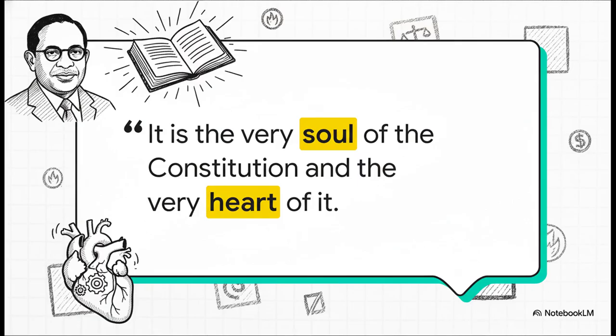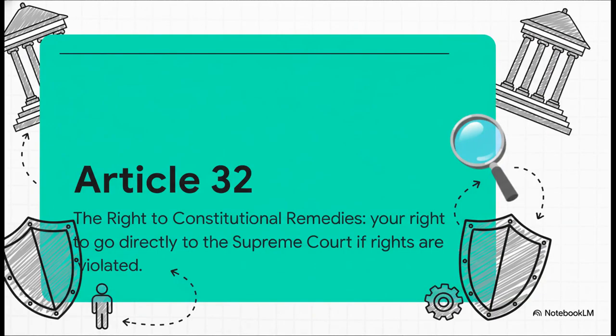To really understand just how big of a deal this next part is, you just have to hear what Dr. B.R. Ambedkar, the main architect of the Constitution, had to say. He called this next article the very soul of the Constitution and the very heart of it. Why? Because without it, all those other rights we just talked about are basically just empty promises on a piece of paper. And here it is, Article 32.